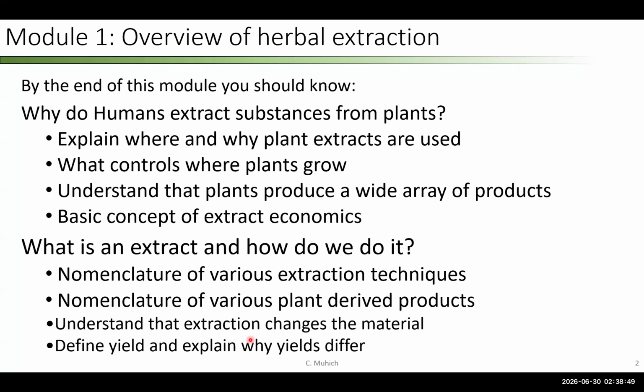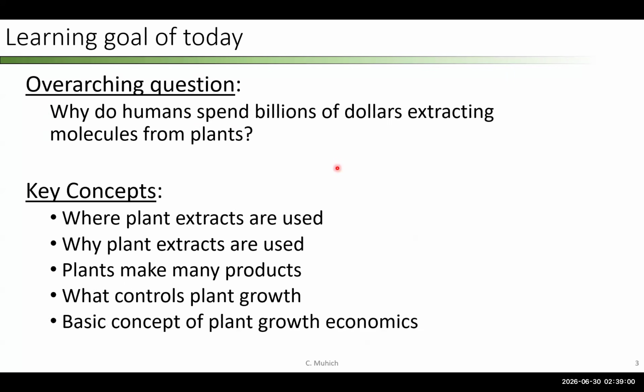Over the course of this lecture and the next one, we'll encounter several different questions that you shall become aware of. For today's class, I want to concentrate on the overarching question of why do humans spend billions of dollars extracting molecules from plants? And the key concepts that you should learn are where plant extracts are used, why plant extracts are used, plants make many products, not just a single one, what controls plant growth, and basic concepts of plant growth economics.